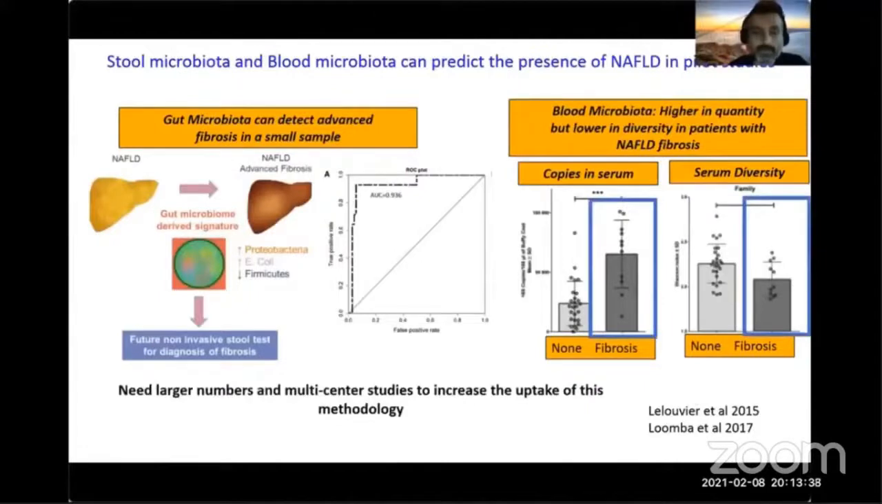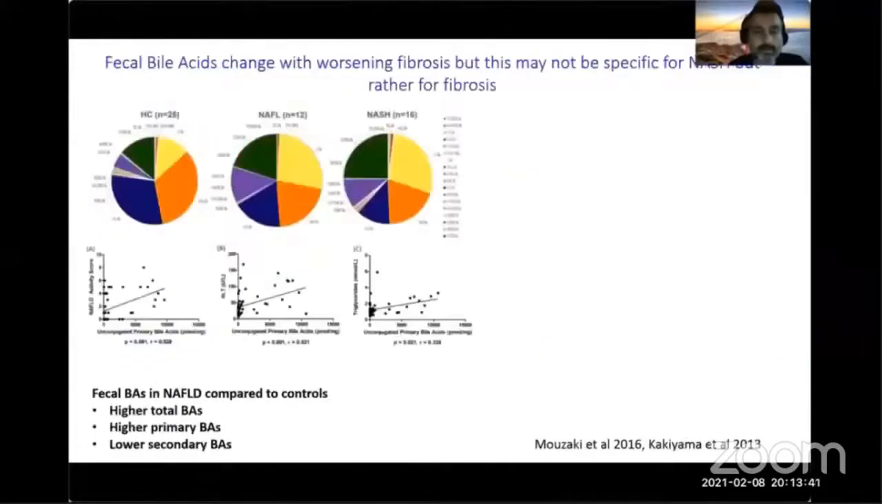We need multi-center studies in large numbers to increase the uptake of this methodology. What about the signature of the bacterial products?